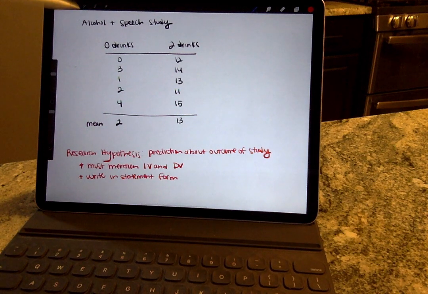A few videos are going to use this same sample study, so I'm going to introduce the study right now. Let's assume that we're doing a study where we're looking at the relationship between alcohol and speech. Now let's assume we do this as an actual experiment.